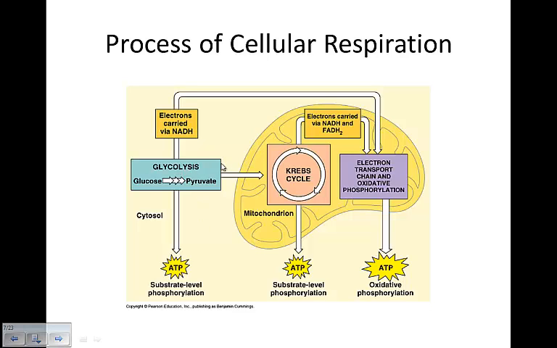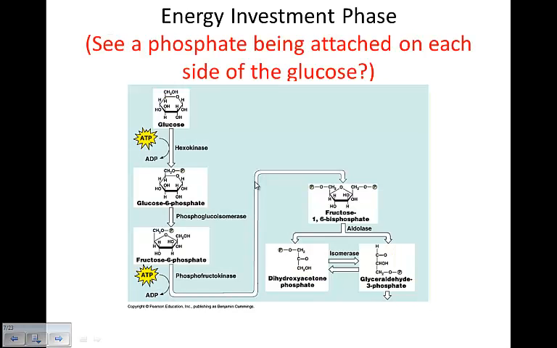So oxygen has to be present if pyruvate's going to go into the mitochondria, and it has to be a eukaryote. Why? Yep, because prokaryotes don't have organelles, so it's not going to have a mitochondria in order to go through this process. All right, now there's two parts to glycolysis.